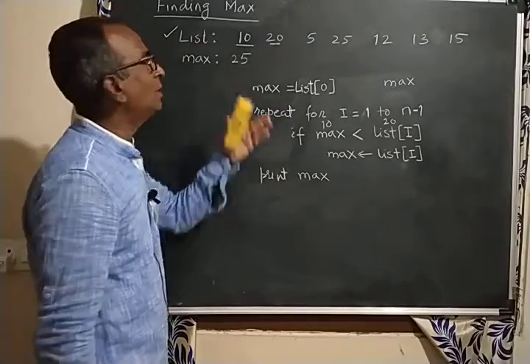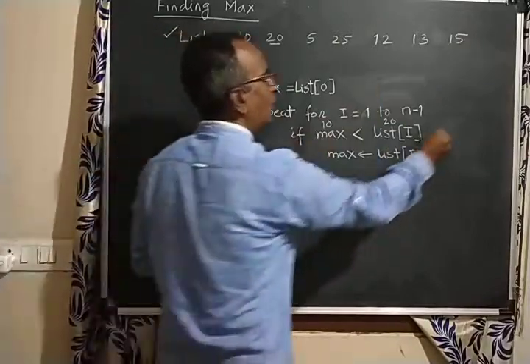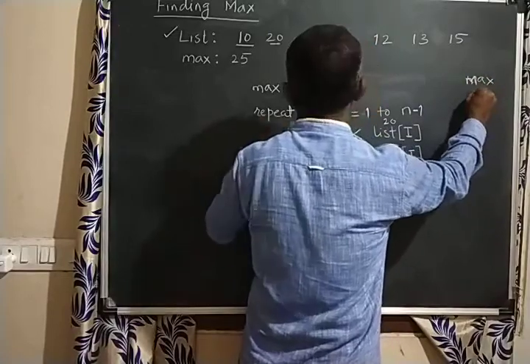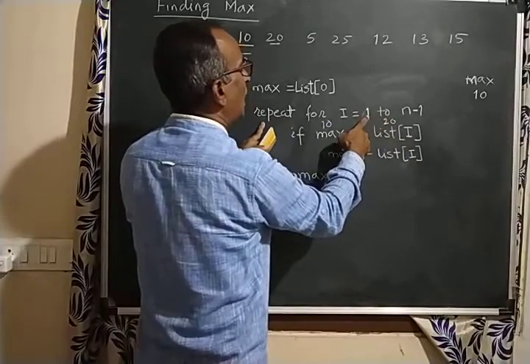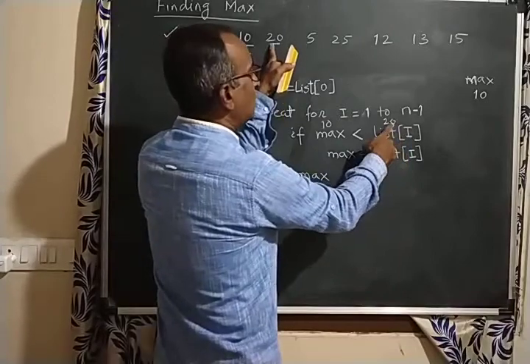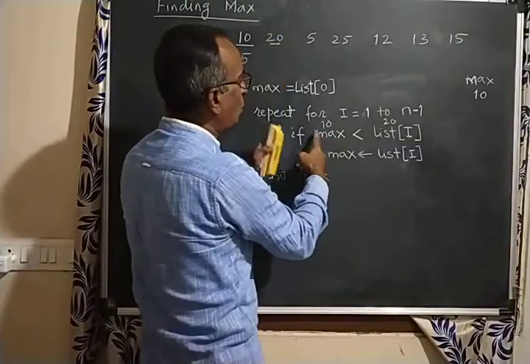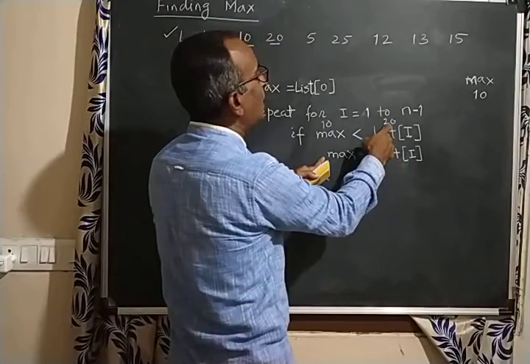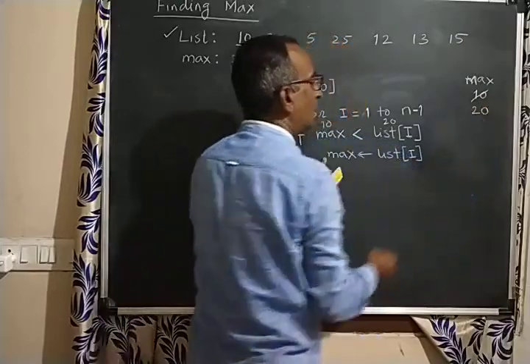Let us see whether it works on this list. I'll take max here. Initially I am giving the first value 10. Repeat for i from 1 to n minus 1. The i value will be 1. List of 1 contains 20. The current max is 10. The condition is true. When true, it will go into this control structure. List of i contains 20. 20 is given to max. Means 20 will be given here.